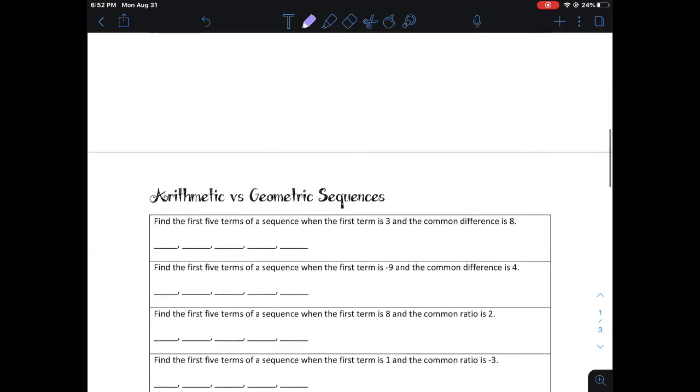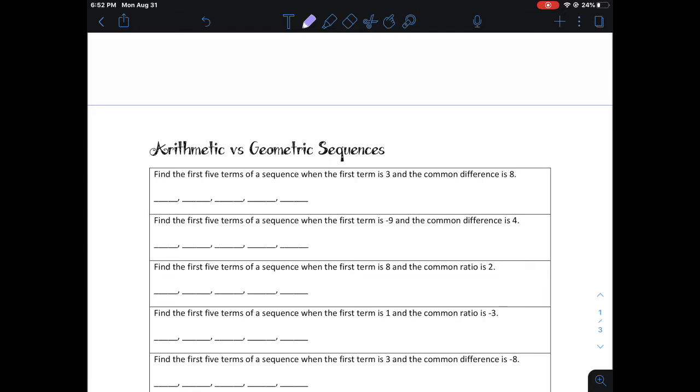We are going to jump down to this second part, and I'll go through a couple of those with you. They shouldn't be anything too difficult if you've been paying attention to what we've been doing this entire time. Vocab is all the same. This time, you're just trying to find the first 5 terms of a sequence, given the first term, and they tell you what the common difference or the common ratio is.